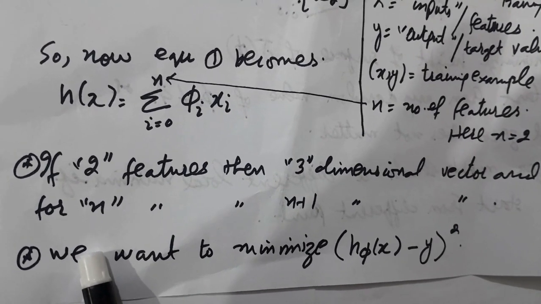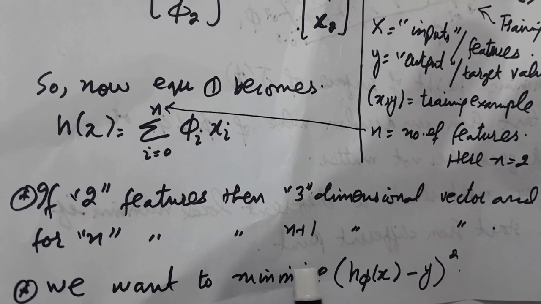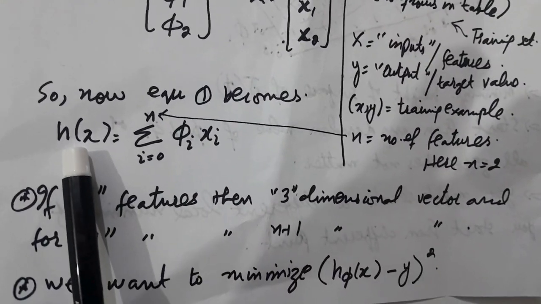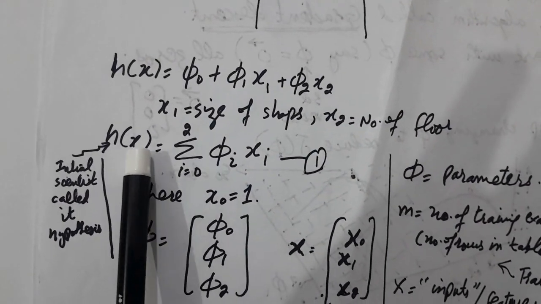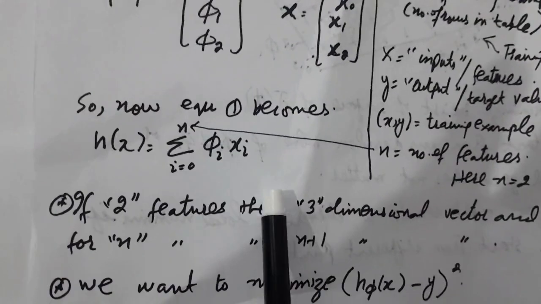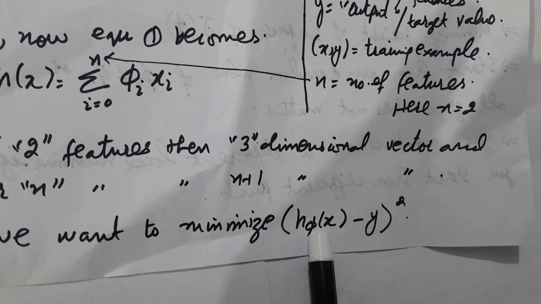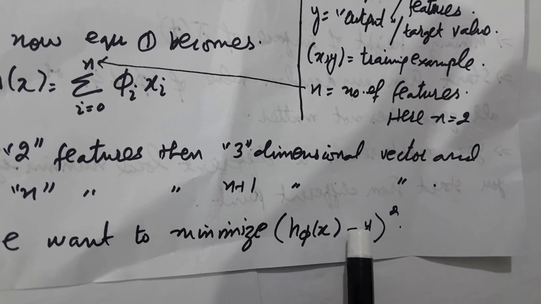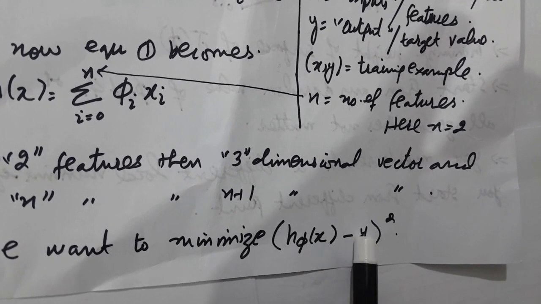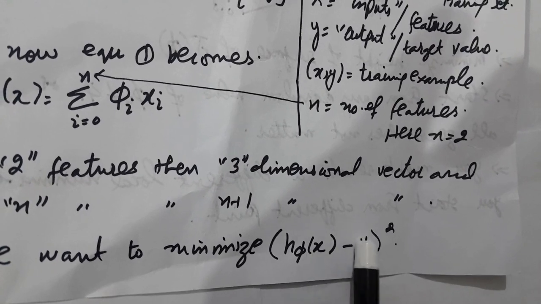Now what is the target? In linear regression, the target is to minimize (h phi of x minus y) squared. So what is h(x)? Here we can see h(x) is the hypothesis equation. So the target is, what is the difference? h phi of x is the value which we get from each iteration, and y is the target value. To minimize the difference, in other words, if the value gets closer to the target value, then the difference will be minimum.